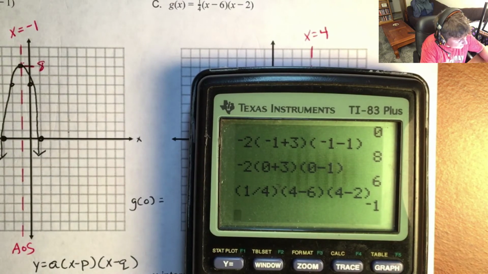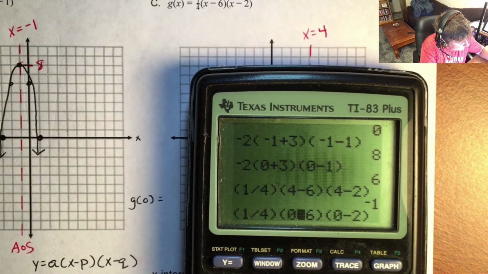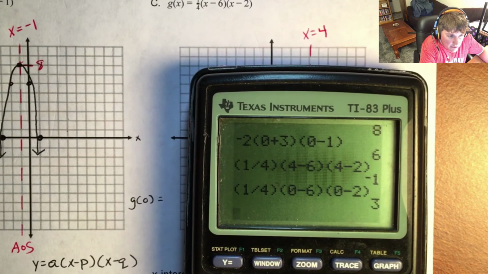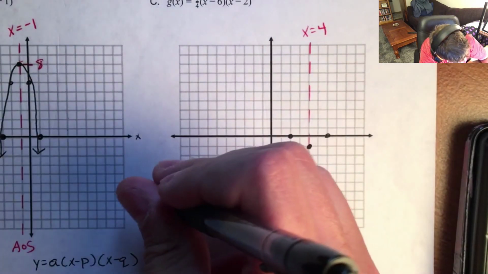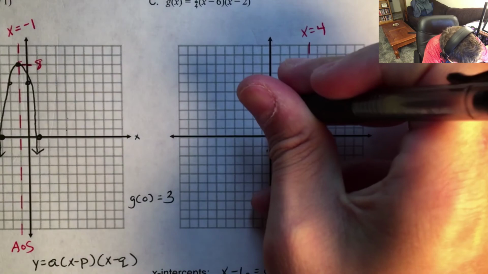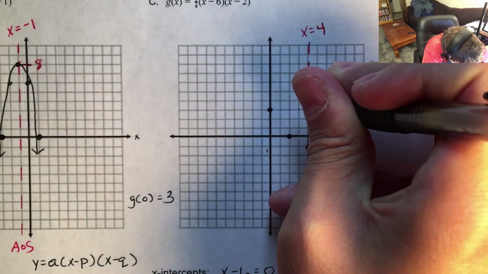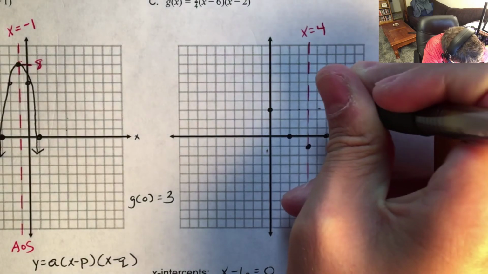Okay, so again, I'm just going to take this equation and replace the 4's with 0 because those are my x values. And I get 3. So g of 0 is 3. So that means when x is 0, y is 3. 1, 2, 3. 1, 2, 3, 4.